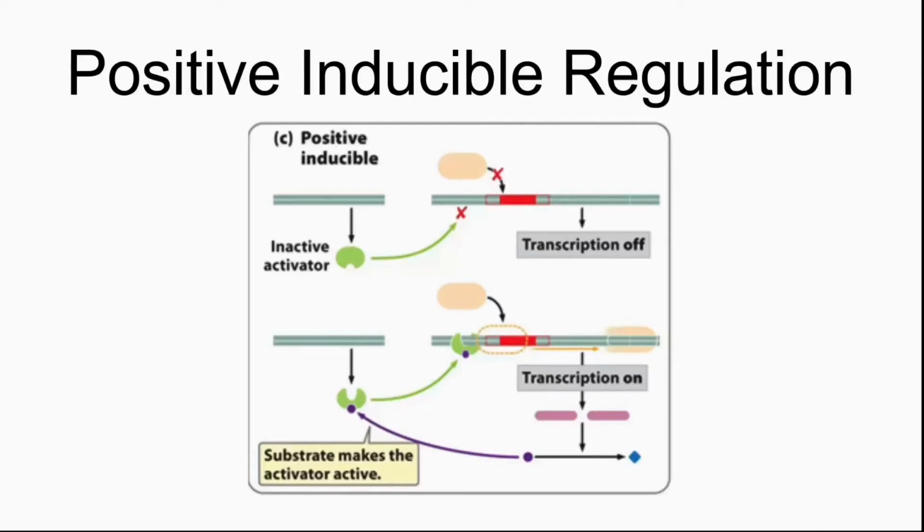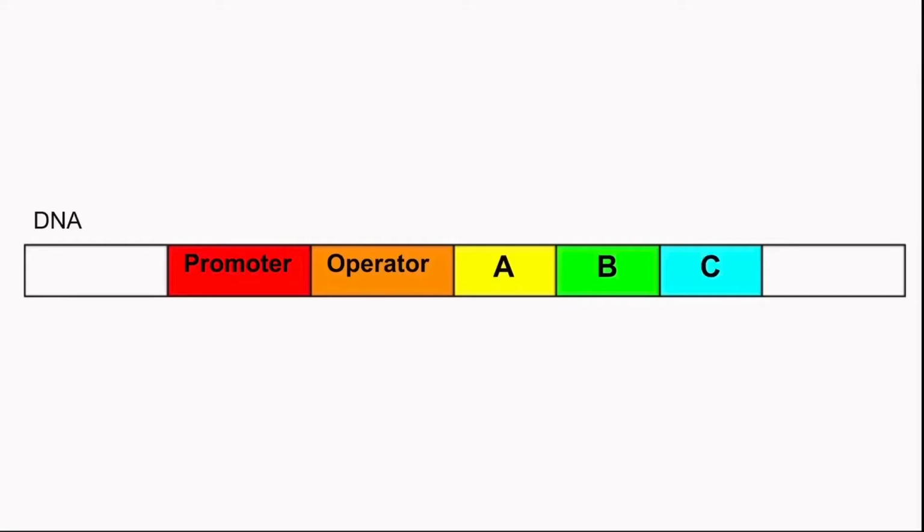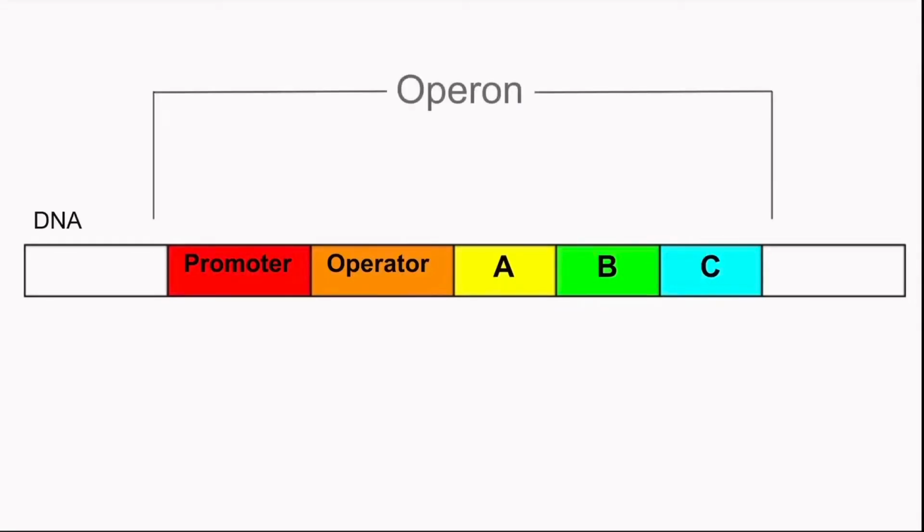Today we are going to talk about positive inducible regulation of prokaryotic gene transcription. Prokaryotes regulate their genes through transcription. This transcription of genes occurs at a segment of the DNA known as the operon.